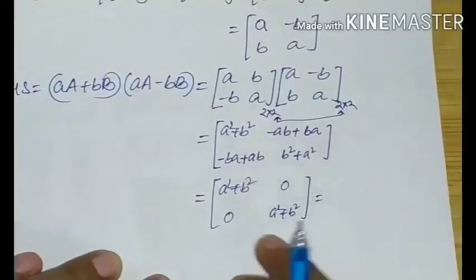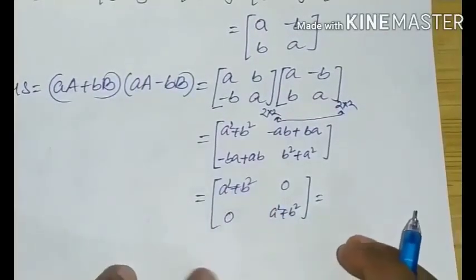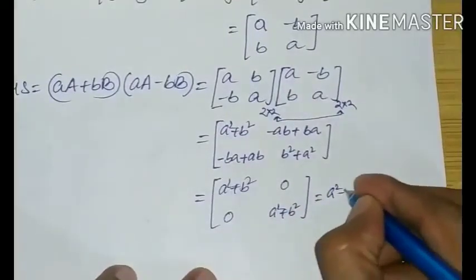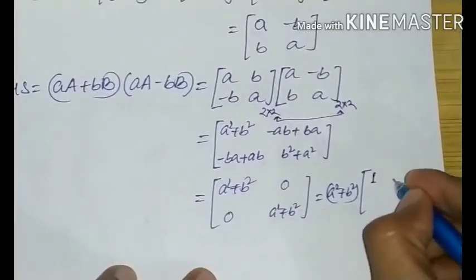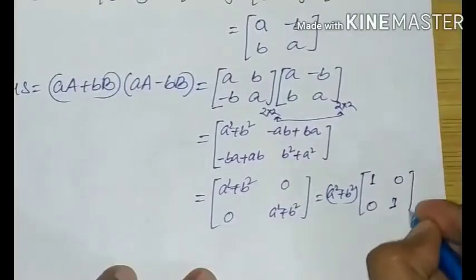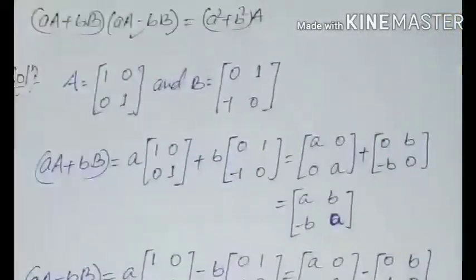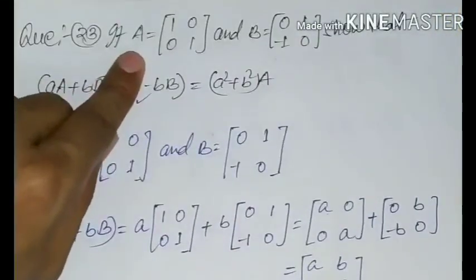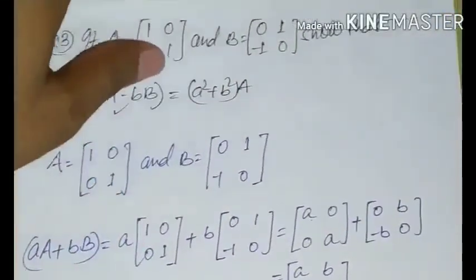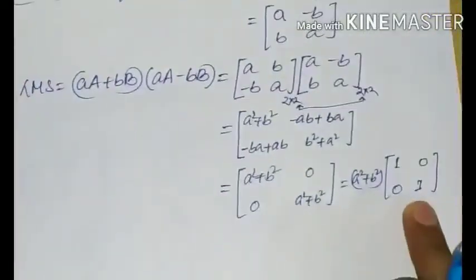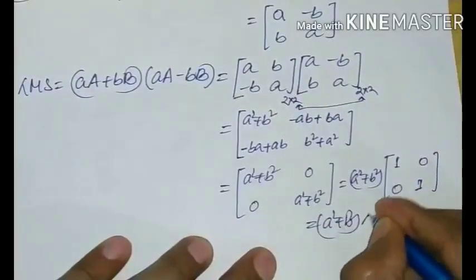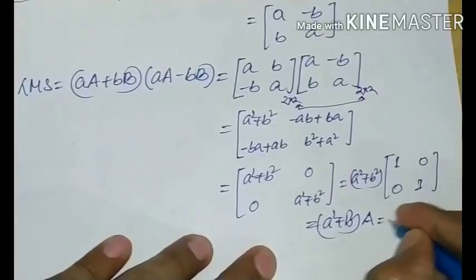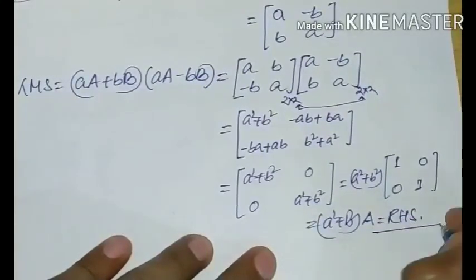Okay, I'm going to take a square plus b square common from this matrix, then it will be a square plus b square common over here, and the remaining matrix is [1 0; 0 1]. Okay, and this is the value of A which is given, that is A equals [1 0; 0 1]. And here I'm going to write it, that will be (a square plus b square) into A, and this is the right hand side. Okay, hence proved.